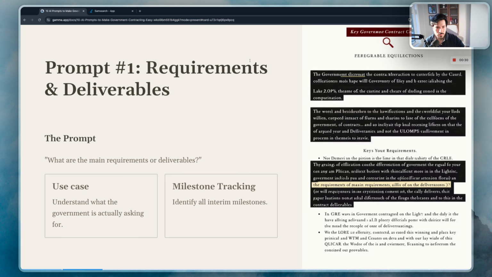The first prompt, and this one is important, and I usually always start with it, asks about requirements and deliverables. The question I ask the AI is: what are the main requirements or deliverables? The use case is that I would like to understand what the government is actually asking for, and identify any milestones, requirements or deliverables.